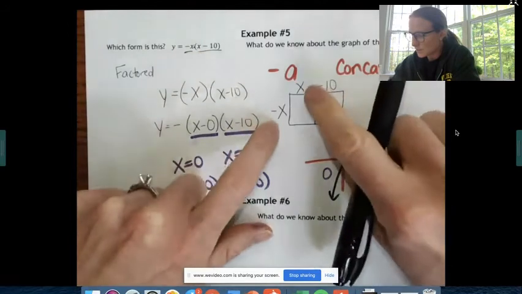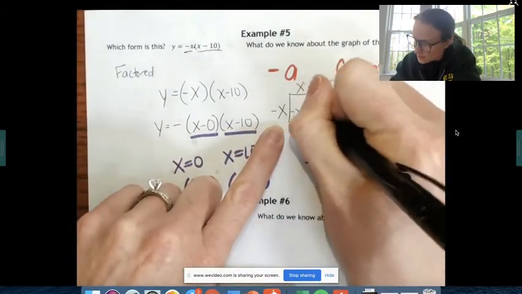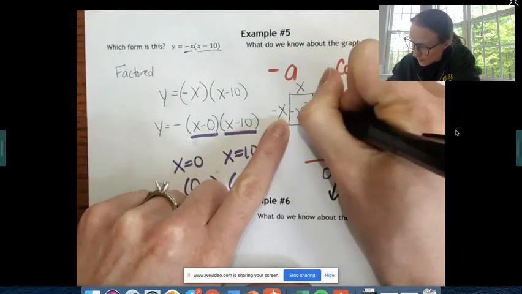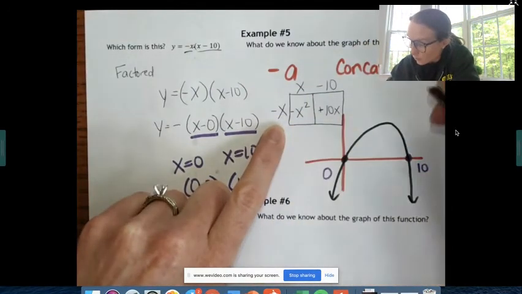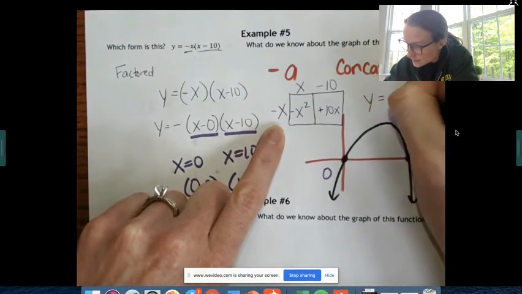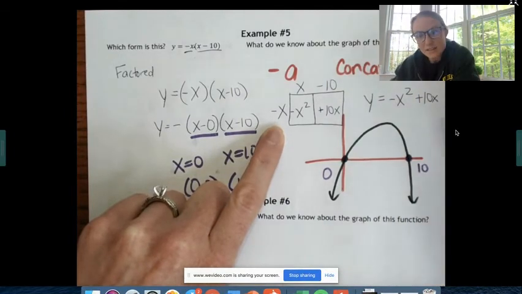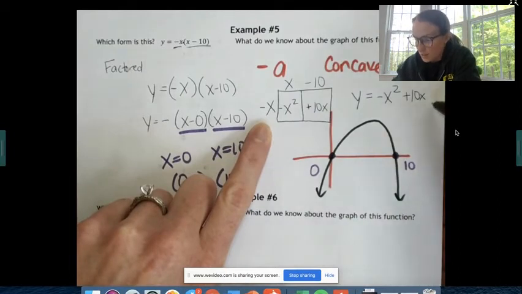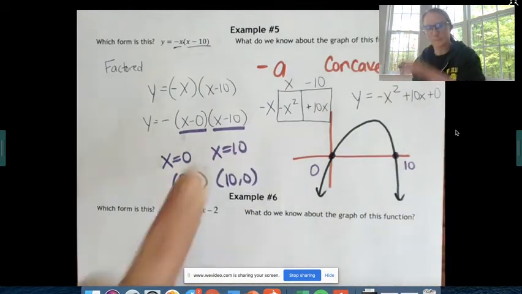So I can still put it in standard form. Negative x times x gives you negative x squared. Negative x times negative 10 gives you positive 10x. So in standard form, you have y equals negative x squared plus 10x. And then there's no c value. That y-intercept is not there because it's just a plus 0, which you can tell right there.